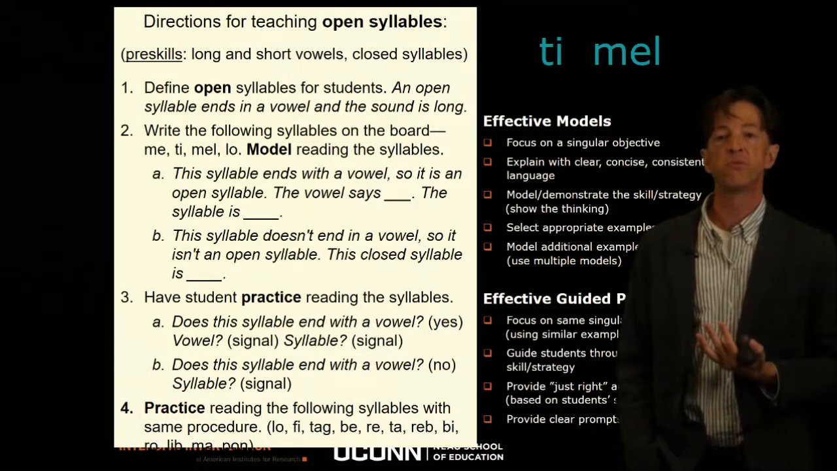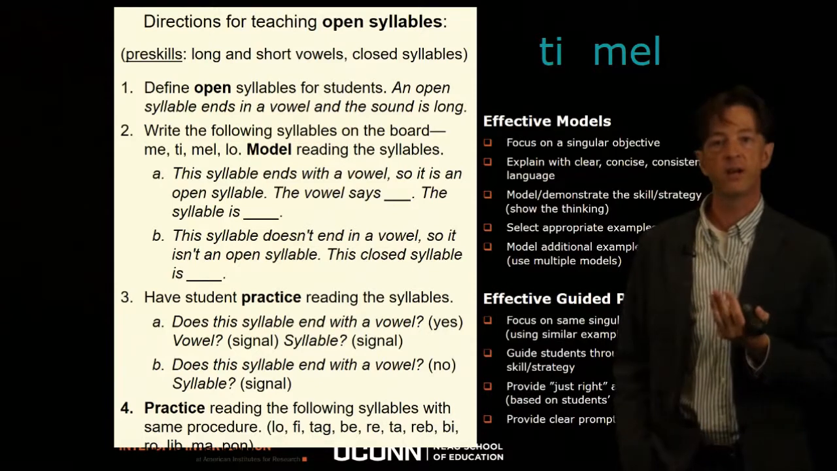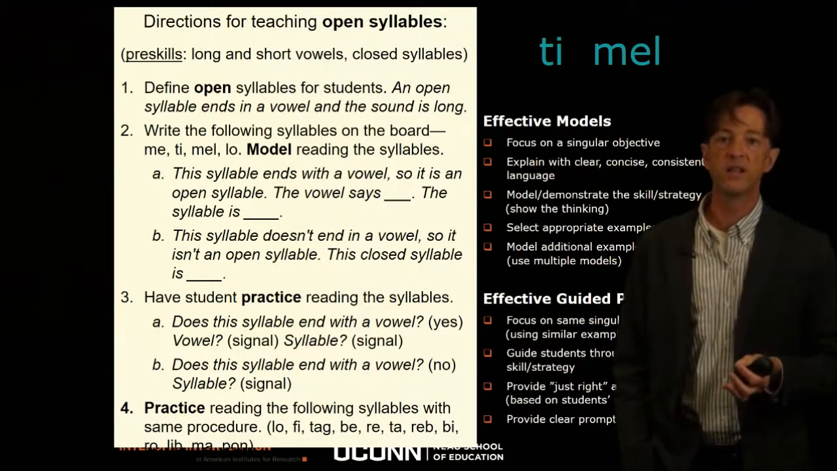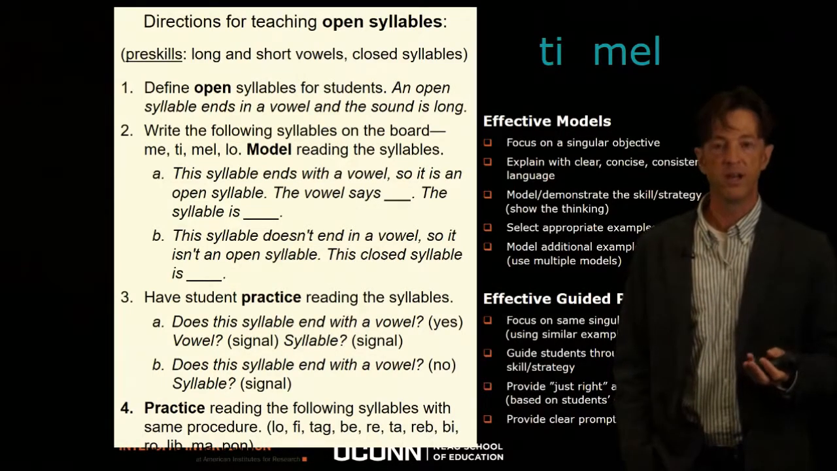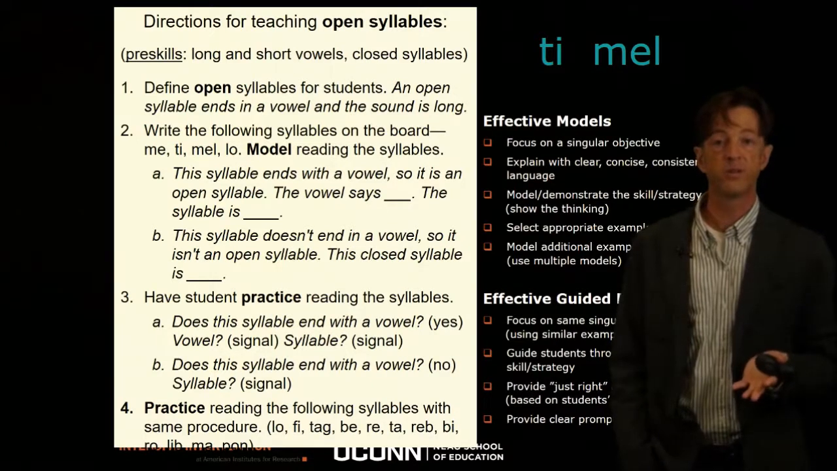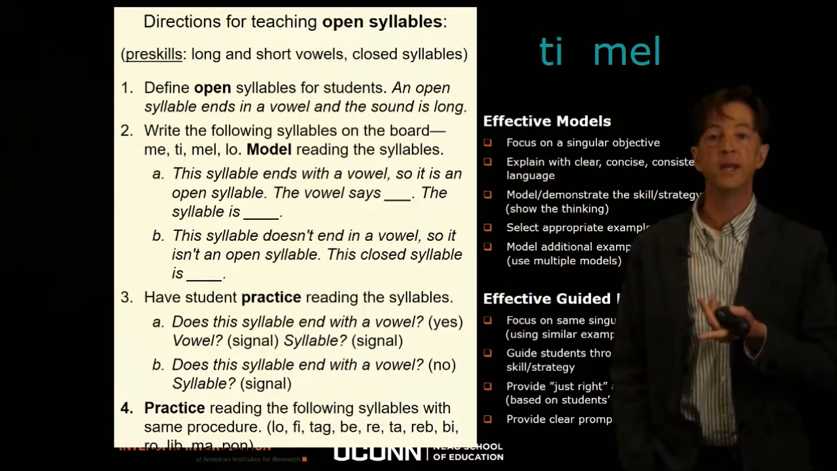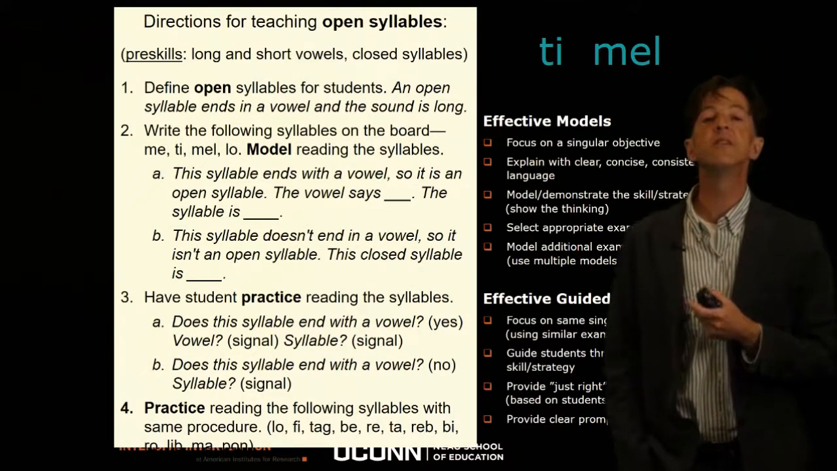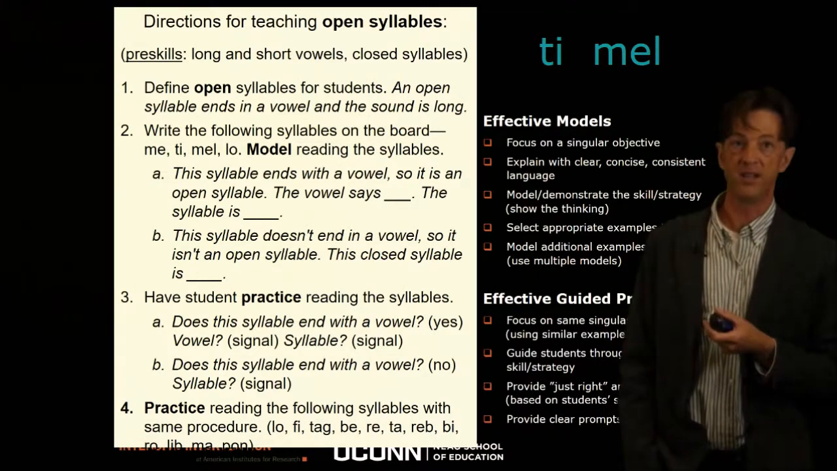Okay, so then number 4, practice. Practice reading the following syllables with the same procedure. There's a range of examples, some with different vowels, but there are also some closed syllables in that list, so it's not always going to be an open syllable. Sometimes it's a closed syllable. So: lo, fi, tag, be, re, te, reb, by, ro, lib, may. And that last one, I'm not quite sure. Maybe pon.